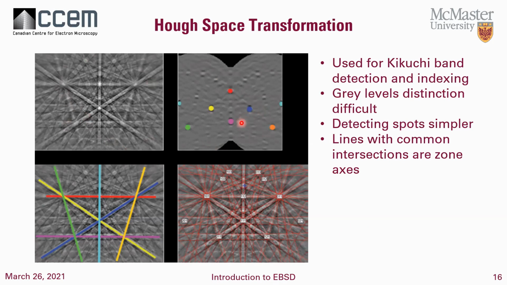We take the pattern, and from the pattern we determine spots. So you can see that we have a particular line here of spots. And using that, we can figure out the bands within the pattern. And from that, we can see here the zone axis where the intersections of these different bands are. So these bands will actually represent a plane within the material.